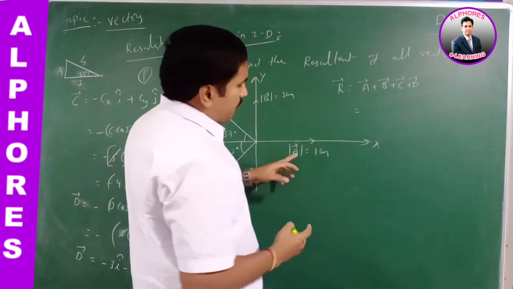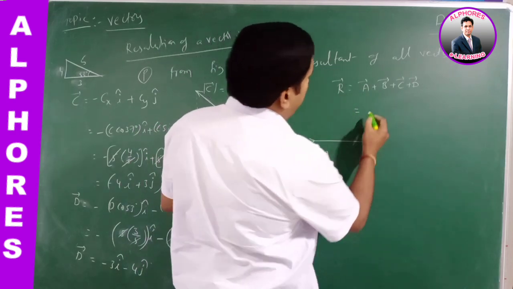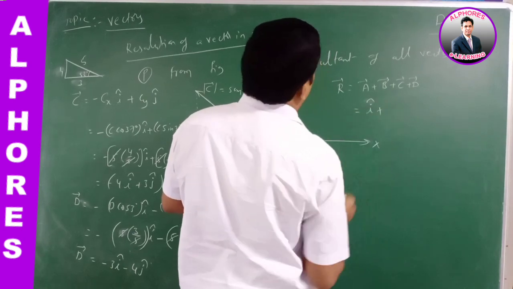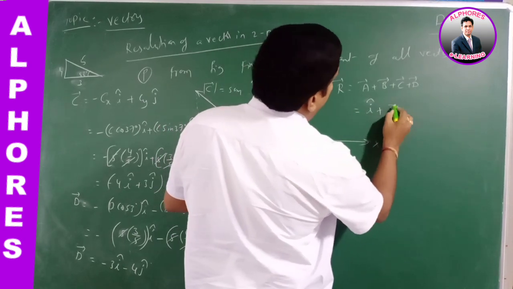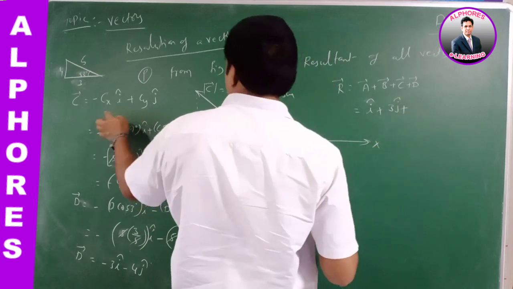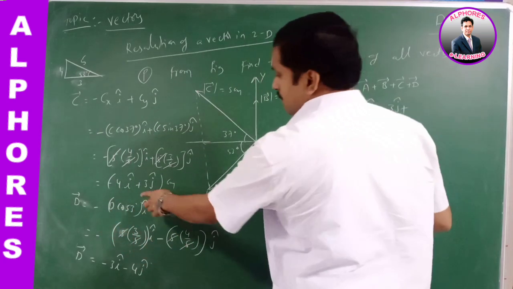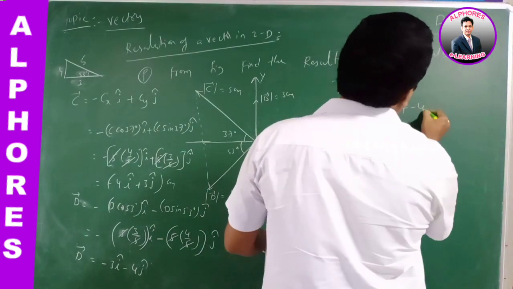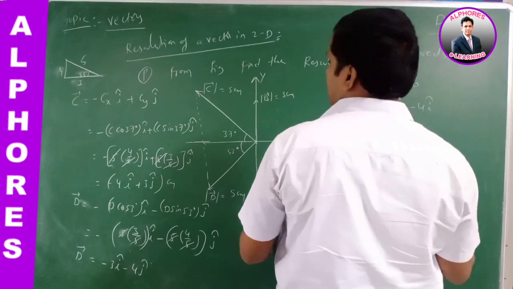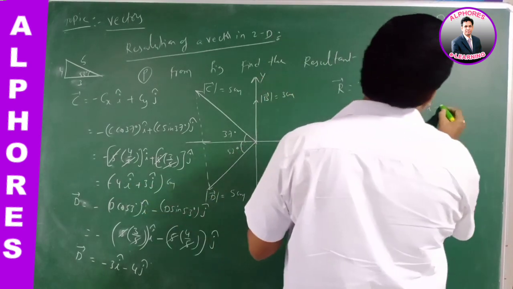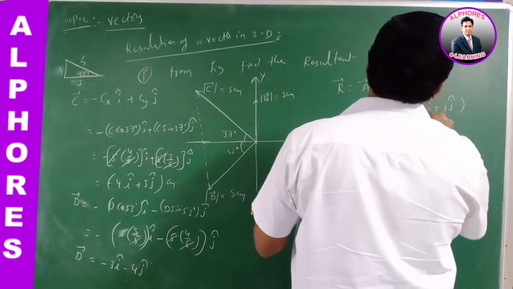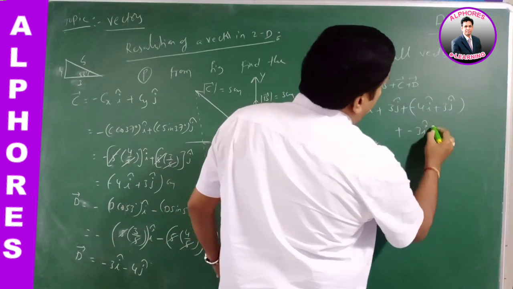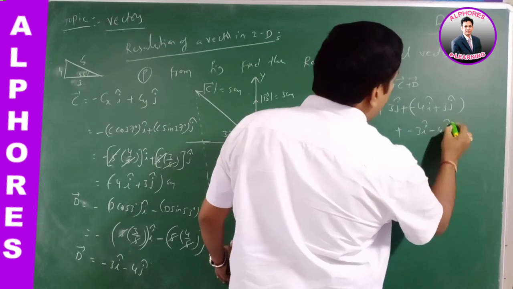Vector a bar is nothing but magnitude 1, direction is i cap, so only i cap. This is the vector a bar here, and b bar is equal to how much in the same way? 3 into j cap. c bar means how much here? Minus 4i plus 3j. Next, plus d bar vector, which is minus 3i minus 4j cap.